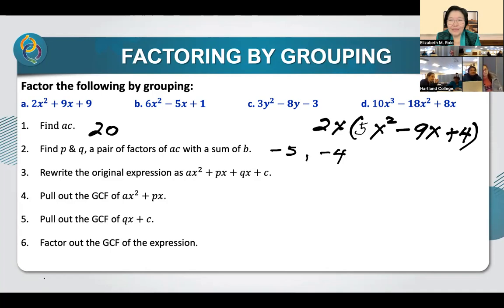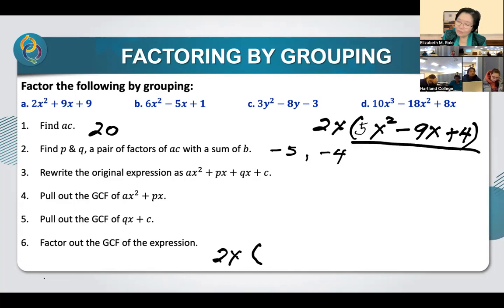So don't make it 10 and 2, because 10 and 2 will not give you minus 9x. All right. That's it. I got the final answer, but now the 2x that is factored out, do I multiply? We know that there's a 2x at the end there. I'll put the 2x there immediately. You do this one first, okay?